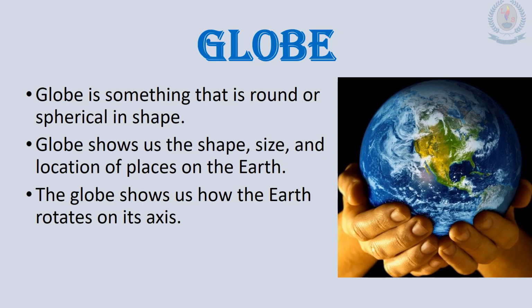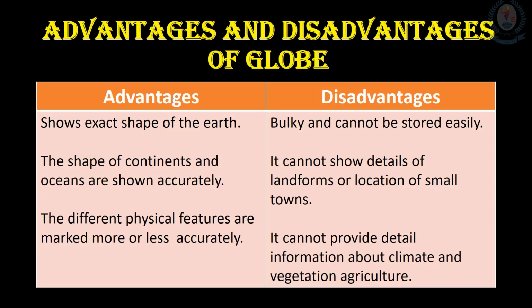Before this discovery, people believed that the Earth was flat. Astronomers believed that the Earth is round or spherical in shape. The Earth is the only planet in the solar system that supports life. Its surface is covered with large land masses called continents and vast water bodies called oceans. The globe shows us how the Earth rotates on its axis.